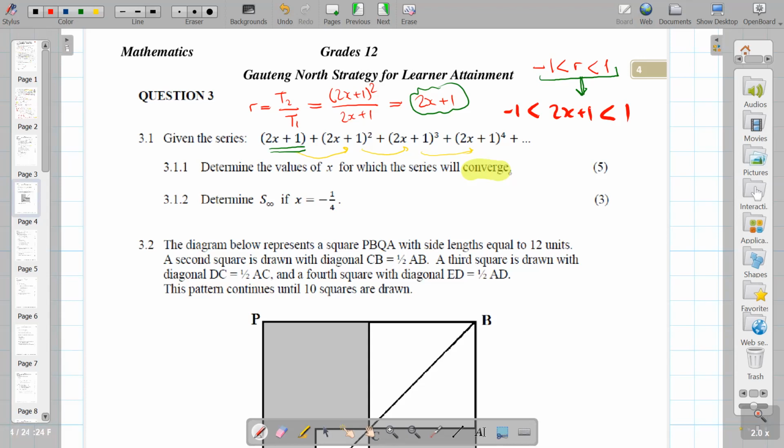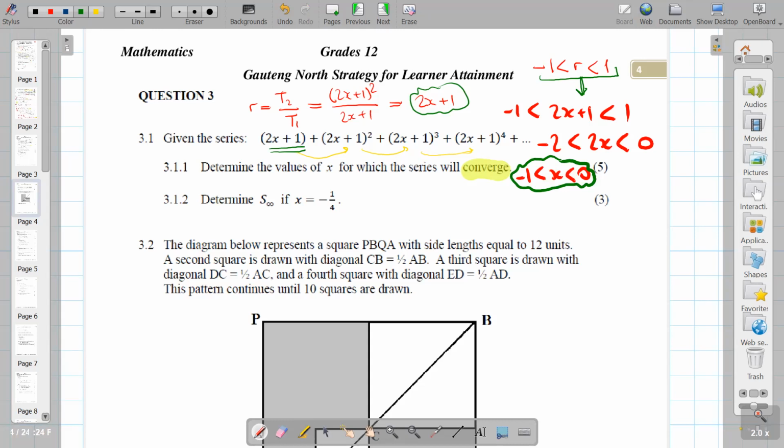So just solve it for x then. Subtract 1 from all parts: -2 is less than 2x, which is less than 0. And finally, if you divide by 2, -1 is less than x, which is less than 0. So any x value between -1 and 0 makes this sequence converge. Otherwise, it wouldn't converge. Okay, so that will be the condition.